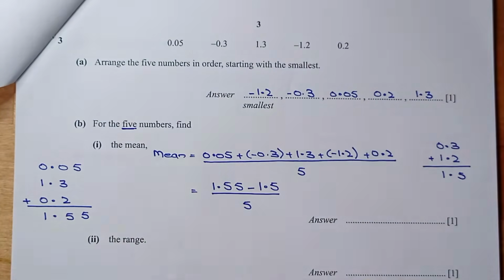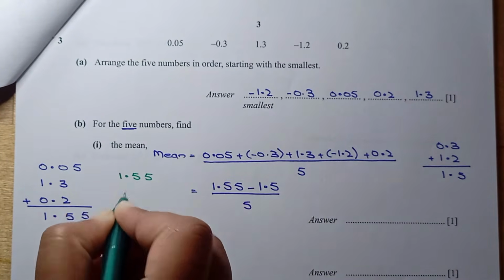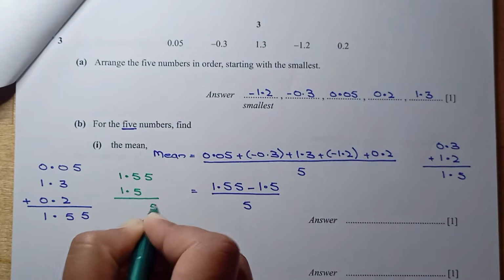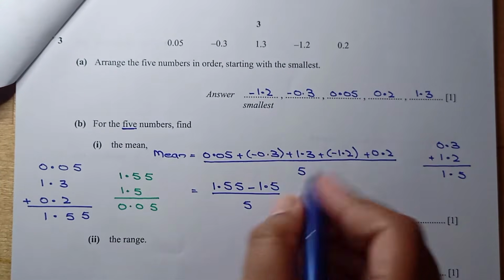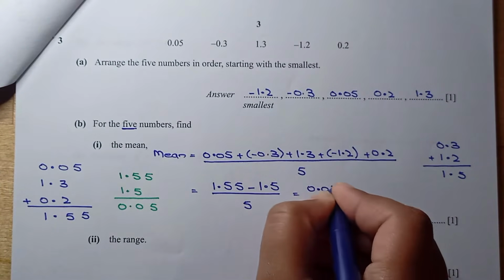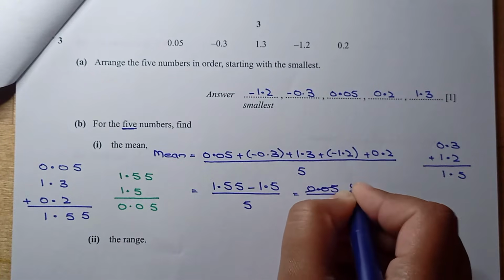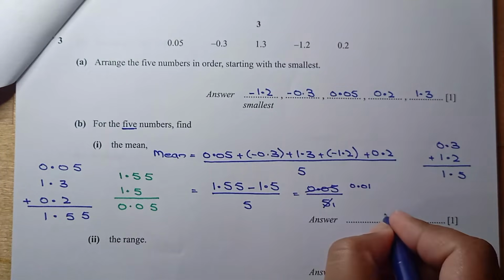Let me subtract both of them. 1.55 subtract 1.5 gives 0.05. So the answer is 0.05 divided by 5. 5 times 1 is 5, so 0.01. This is the simplified answer for the mean.